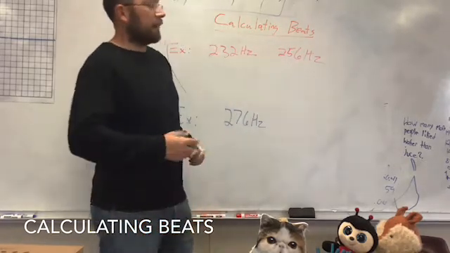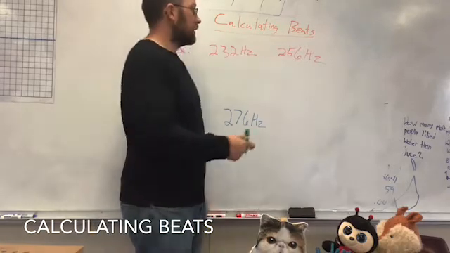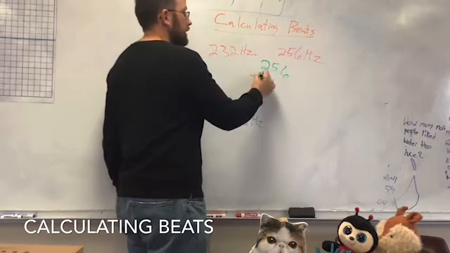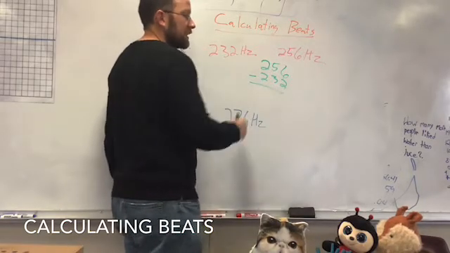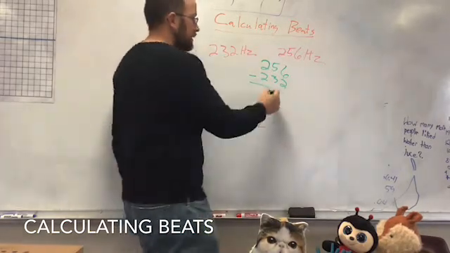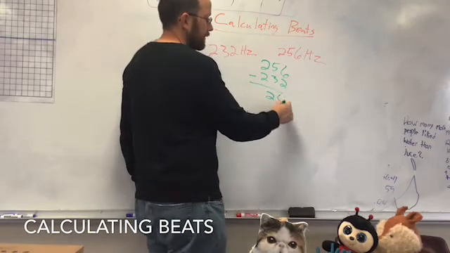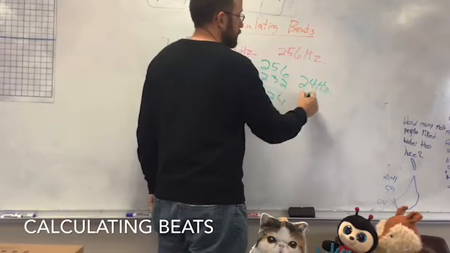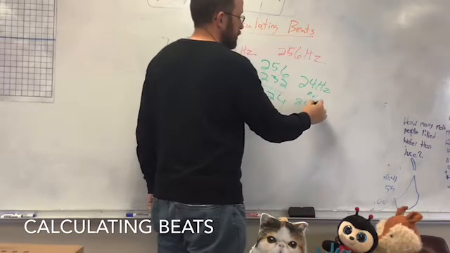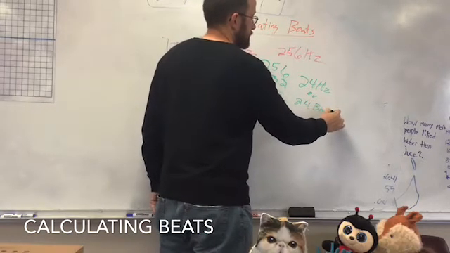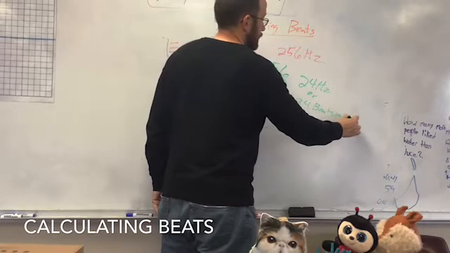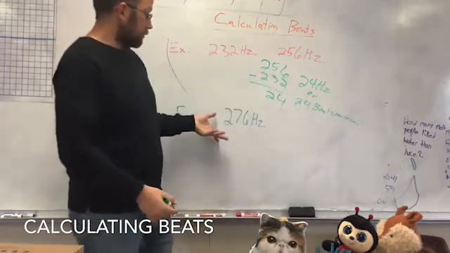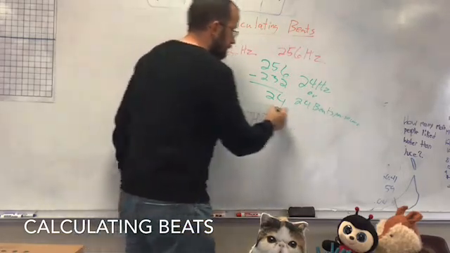So to find how many beats per second that is, I just subtract these two. So 256 minus 232, which is the difference in frequencies, gives me 24. So 24 hertz or 24 beats per second. So it's just subtracting the two that you have. Another example, my second one down here.